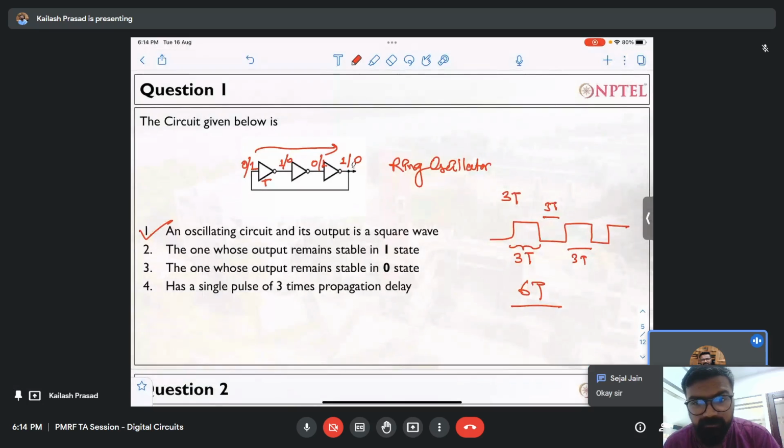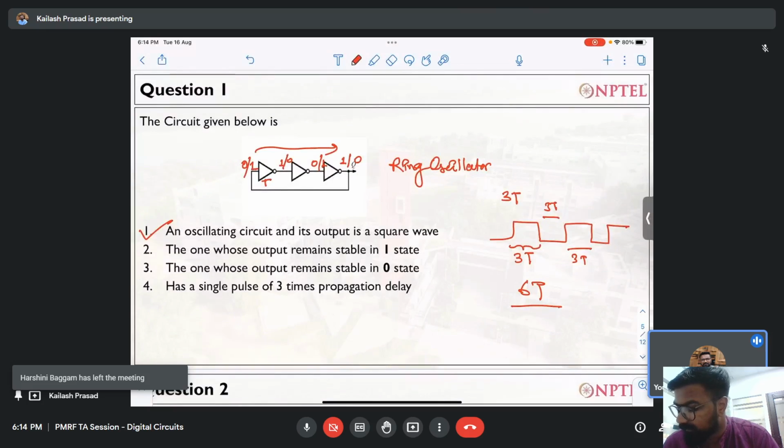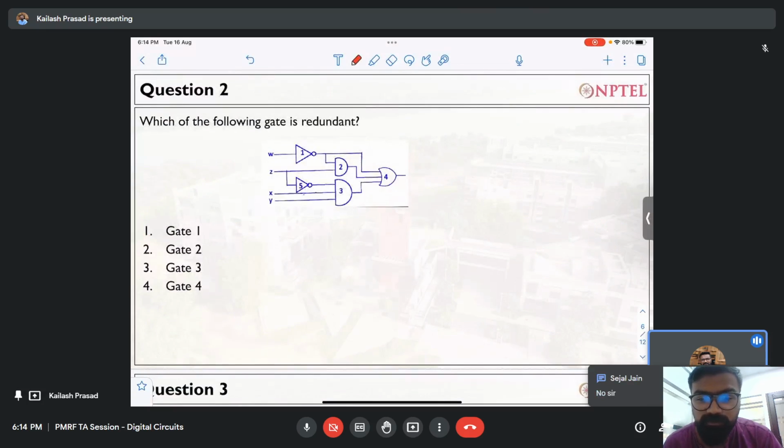Any more questions on this? I hope not. So I will go to the second part. The question was, which of the following gates is redundant? Redundant means that it is of no use. Even if I remove that particular gate, it won't change my circuit. The circuit output will still remain the same. Anybody want to answer that? Which gate, if I remove, the circuit will still remain the same.